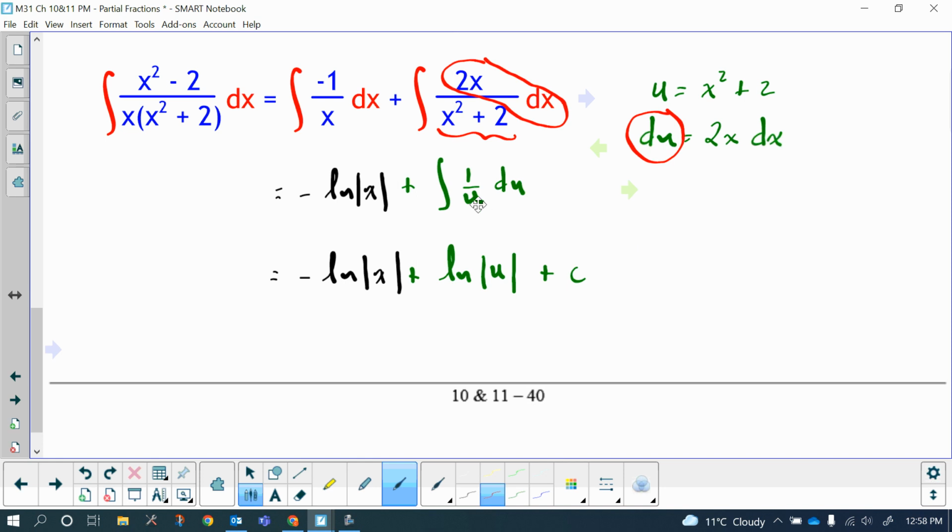There we go. When I find the antiderivative, that'll be natural logarithm of absolute value of u. I stuck in the plus c already, although if you leave it to the very last line, that's okay, because we do need to back substitute, replacing this u with x's, since our original question only had x's. Our u is equal to x squared plus 2, so there we have our final antiderivative.